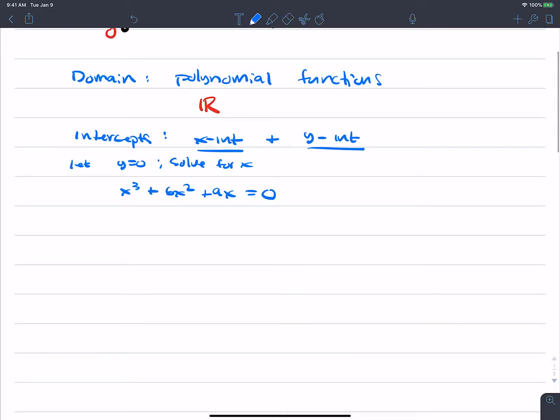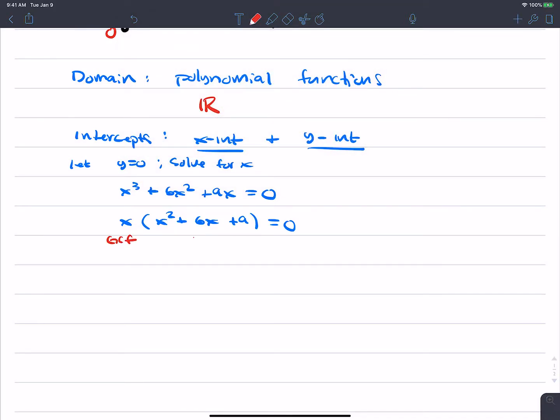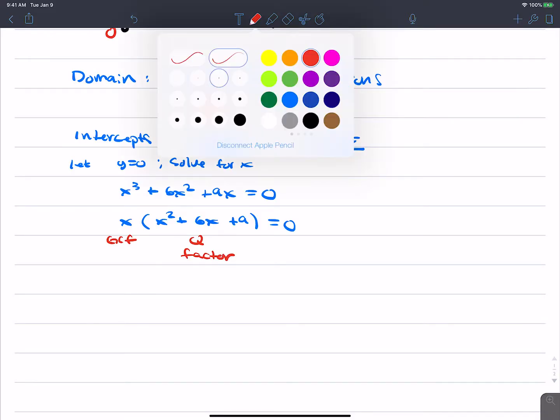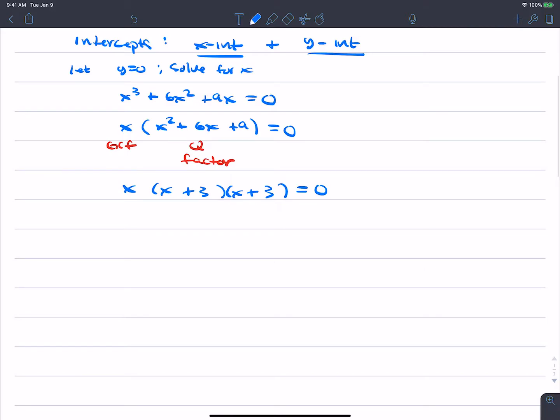So when you factor this, what comes out? The greatest common factor here is going to be x. What's the quotient? x squared plus 6x plus 9, and that equals 0. This is the greatest common factor, this is the quotient. What are you supposed to do with the quotient now? Factor. So you're going to get x times x plus 3 times x plus 3 equals 0. Is that right? You can look at it as x times (x plus 3) squared is 0.